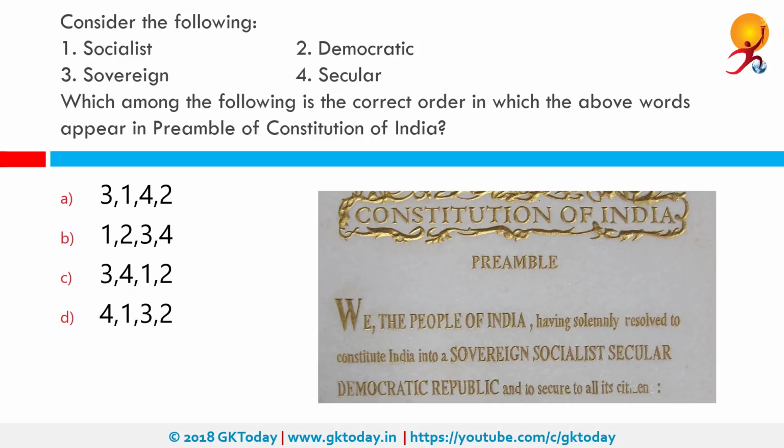Consider the following: 1. Socialist, 2. Democratic, 3. Sovereign, 4. Secular. Which among the following is the correct order in which the above words appear in the preamble of Constitution of India? So if you see the image, the first word is sovereign, that is number 3, then it's socialist, which is number 1, then secular, which is number 4, and then democratic, which is number 2. So the correct order is 3, 1, 4, 2.